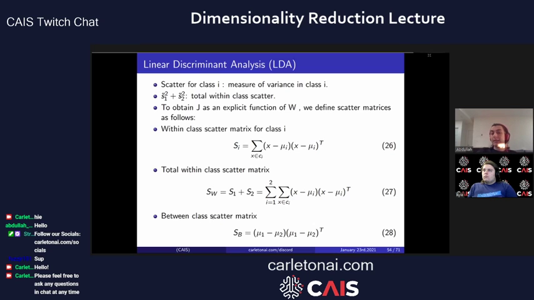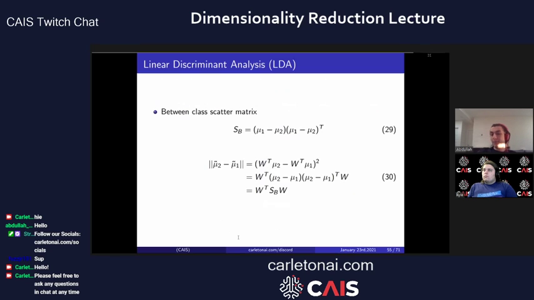The between class scatter matrix is simply going to be the distance between the mean of class 1 and the mean of class 2. That's going to be called SB, right? So the between class scatter matrix SB is the distance between mu1 and mu2, which are the means of each class of the data in the original space, right?